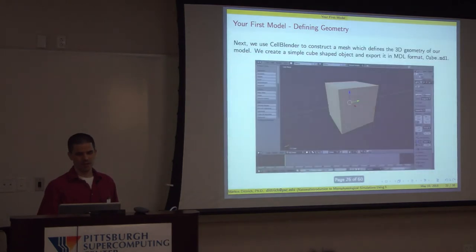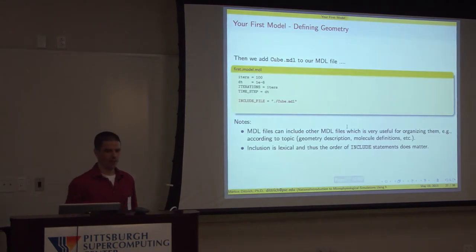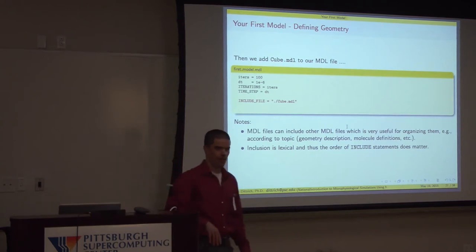And I'm going to use, in this case, CellBlender to actually save the mesh that makes up this cube into an MDL file. And I'm going to show you briefly what's in this MDL file. So the MDL file that I'm going to export using CellBlender is called cube.mdl.